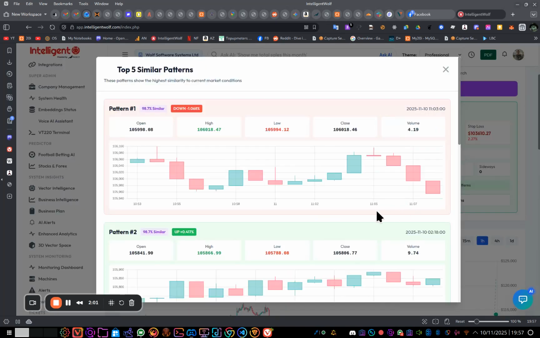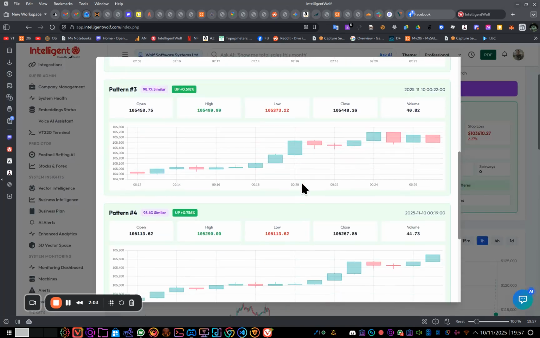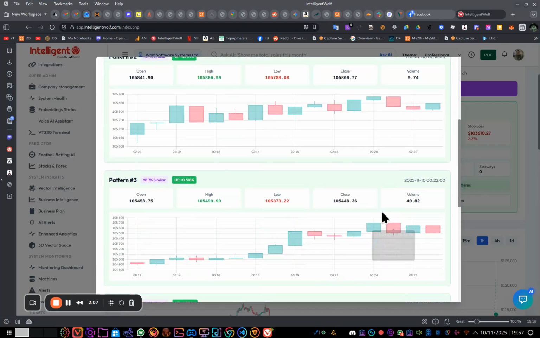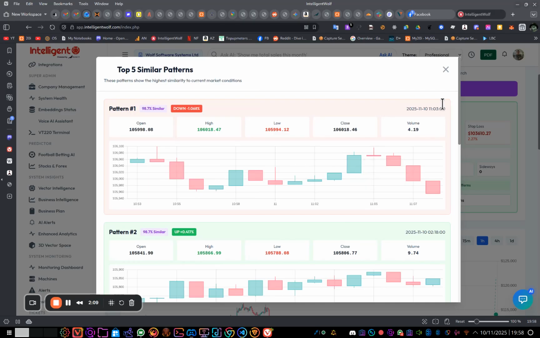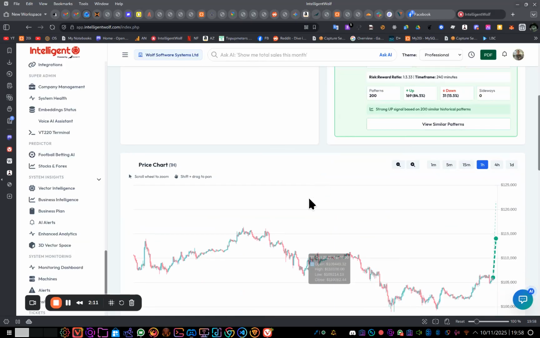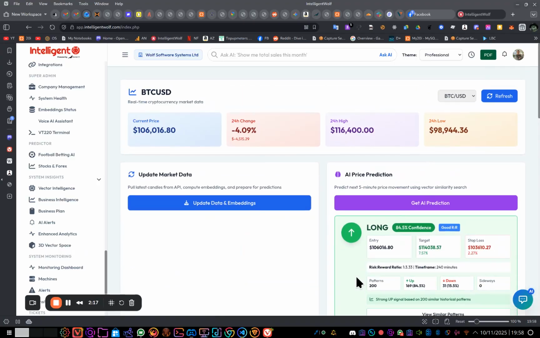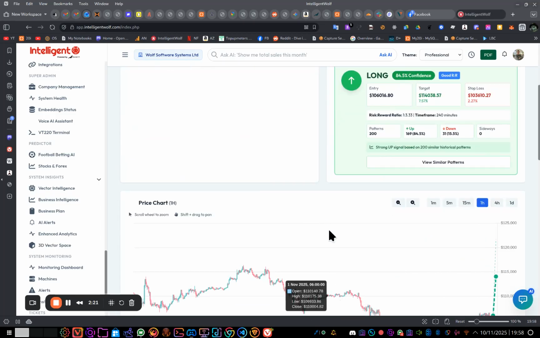Now if we go to view similar patterns, you get an idea of some of the maths and the patterns that it's synchronizing with. There are about 200 of these, so it's looking for similar patterns in the market from previous times. This is a brand new thing. We've only managed to get this working today, but obviously we will get to the point where we have an API doing the trading.